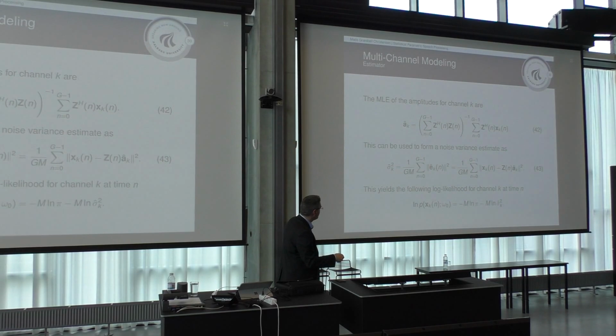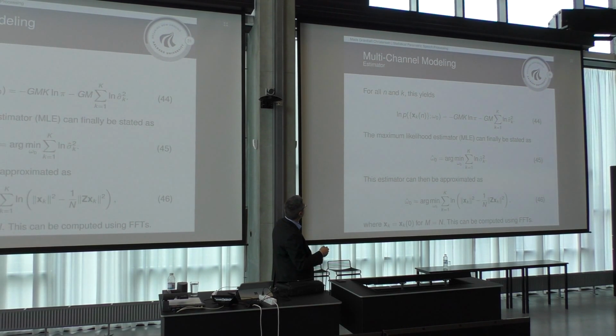And then we get something which is really simple for the log likelihood function for channel k in this expression here. So it just involves the log of this variance estimate here. For all channels and all snapshots, this yields this thing here. We simply have a constant term, so we don't care about that. But we have something here which is the sum of the log of the noise variance estimate per channel. So the maximum likelihood estimator here is the one that minimizes the log of the noise variance estimate here.